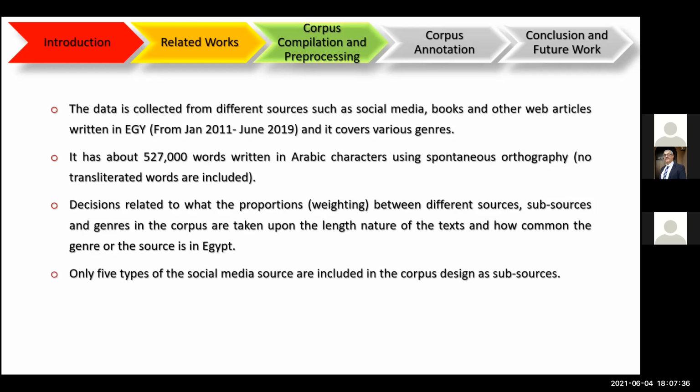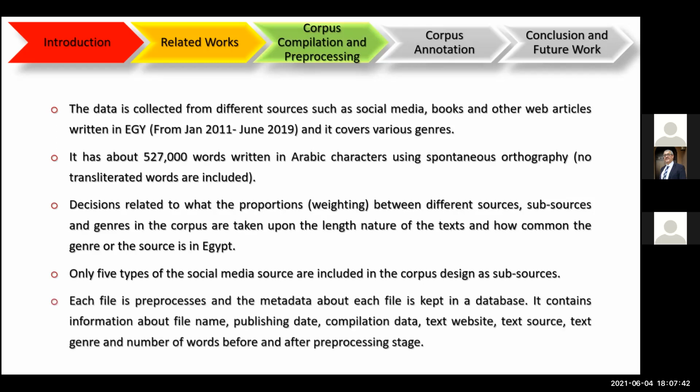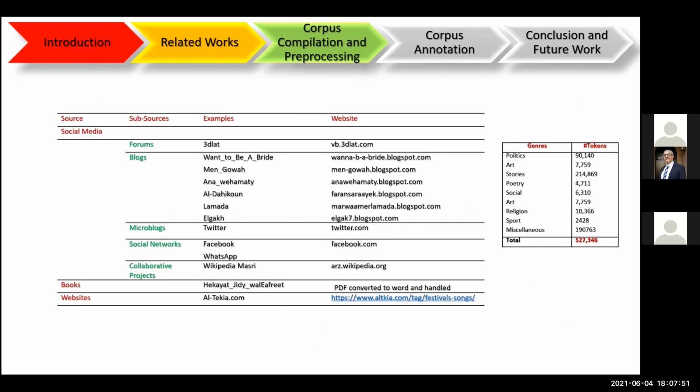Only 5 types of social media sources are included in the corpus design as subsources. Each file is pre-processed, and the metadata about each file is kept, with information about file name, publishing date, and so forth. This table shows the covered subsources of social media and the covered genres in our compiled data.